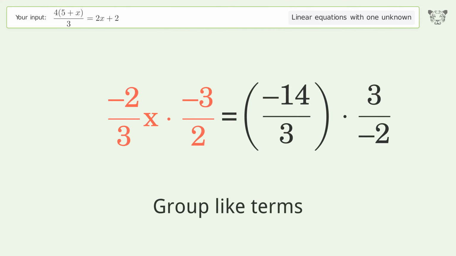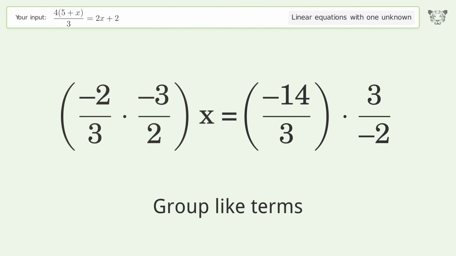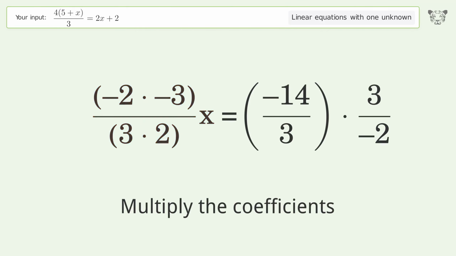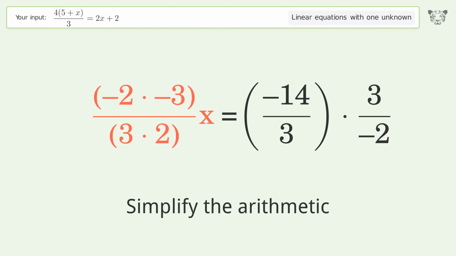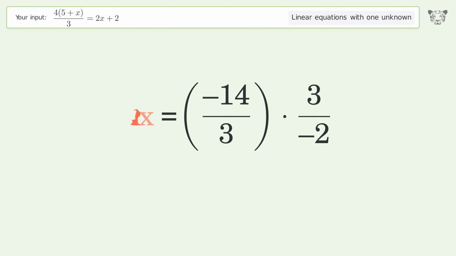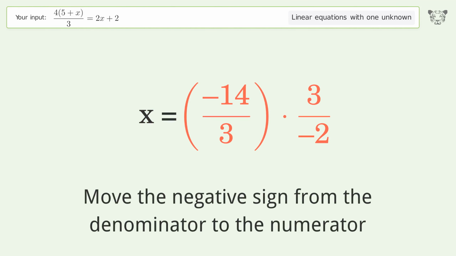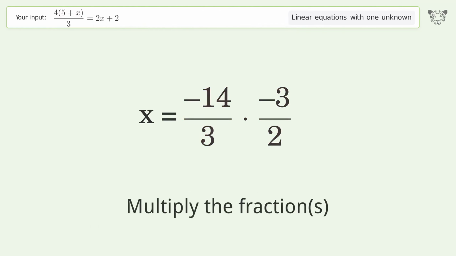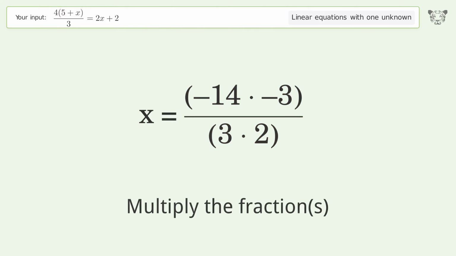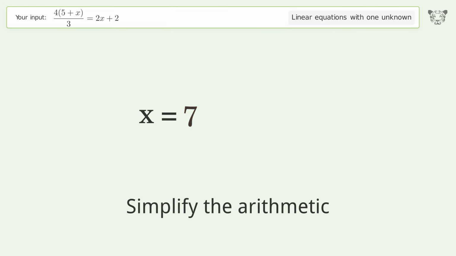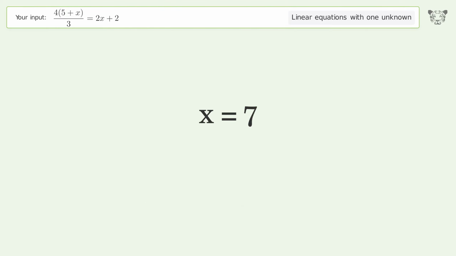Group like terms. Multiply the coefficients. Simplify the arithmetic. Move the negative sign from the denominator to the numerator. Multiply the fractions. Simplify the arithmetic. And so the final result is x equals 7.